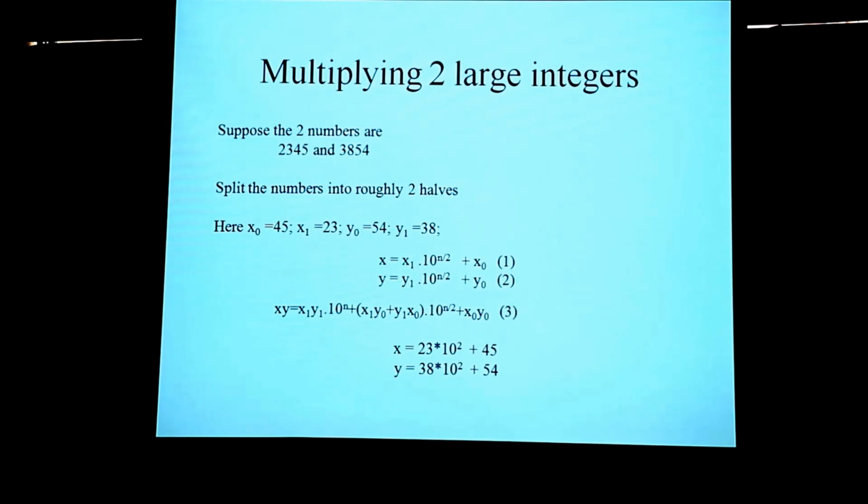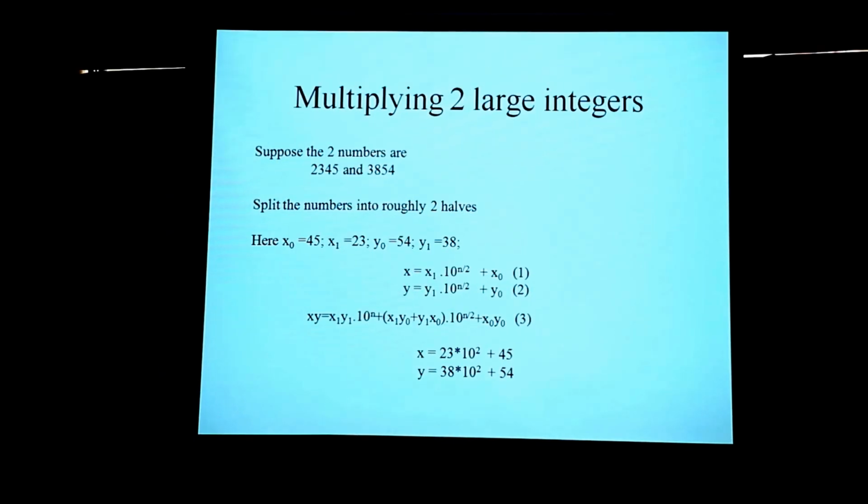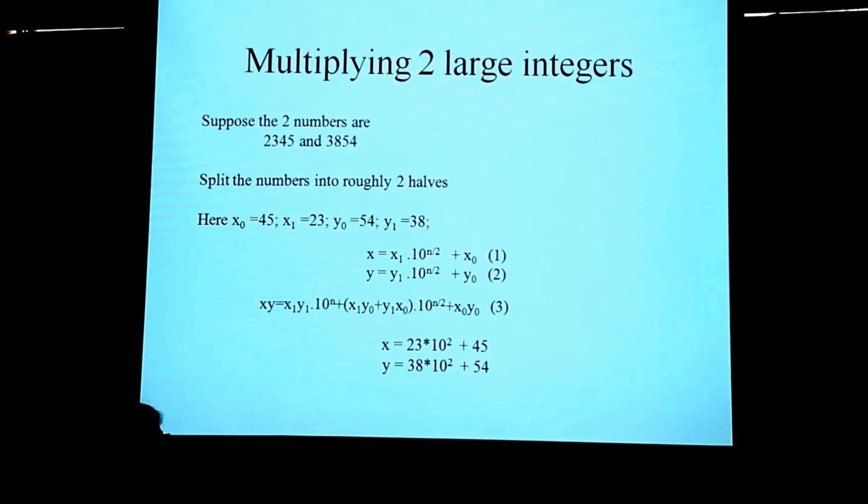If you multiply this, x times y, we will get x1 y1 into 10 to the power n plus x1 y naught. This is nothing new. This is nothing but the successive addition. This is the same as this. Assume n to be equal to 2, you will know. Let's see.